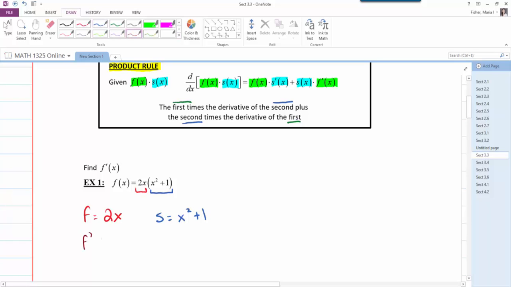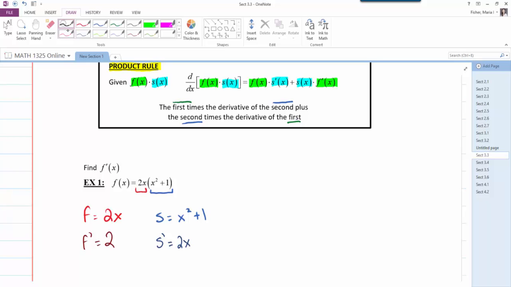So the derivative of the first function, f prime, the derivative of 2x is going to be 2. And the derivative of the second function, s prime, well, the derivative of x squared plus 1, the derivative of x squared, again, we bring that 2 to the front, so that's 2x to 1 less. 2 minus 1 is 1. We don't write the 1. And then plus 1, the derivative of that plus 1 is 0, and we don't need to write that either. So the derivative of x squared plus 1 is just 2x.